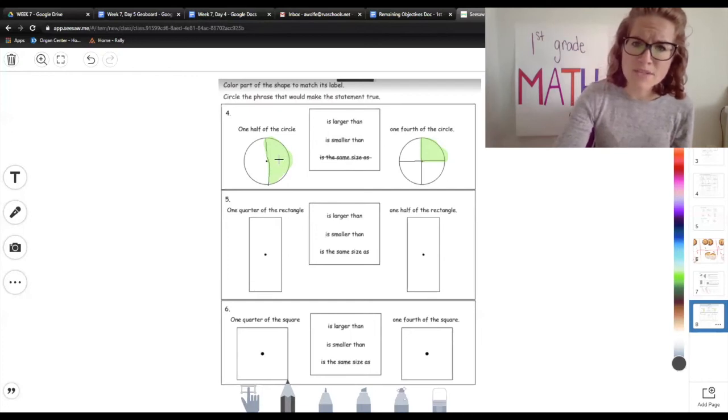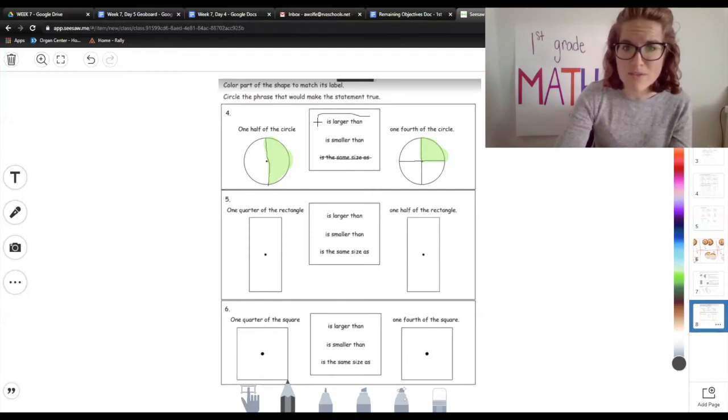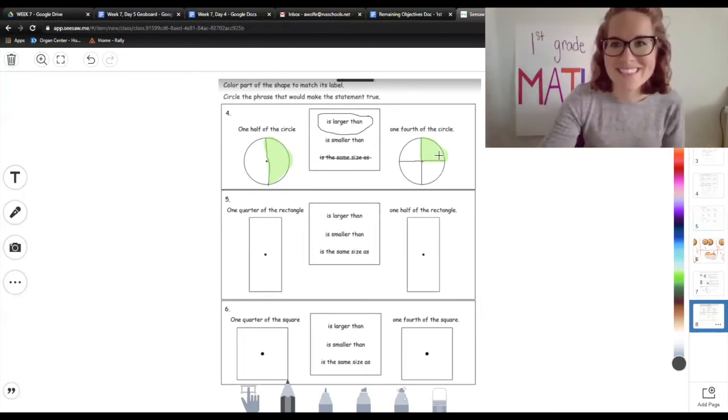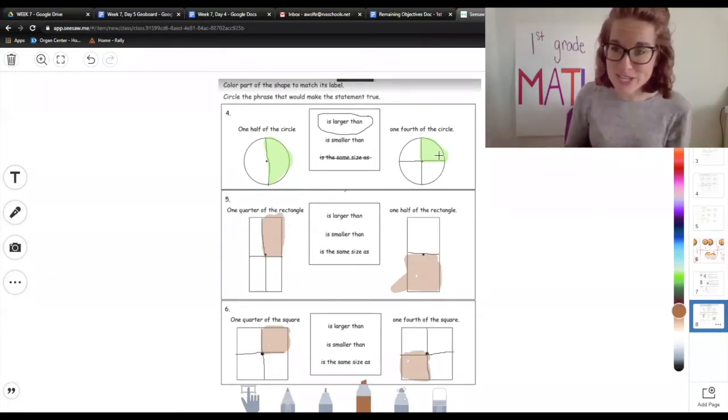1/2 of the circle is larger than 1/4 of the circle. This green part over here is larger than the green part on this side. If you think you understand, I want you to pause the video and do the next 2 parts by yourself, okay? Okay, so let's check your work.